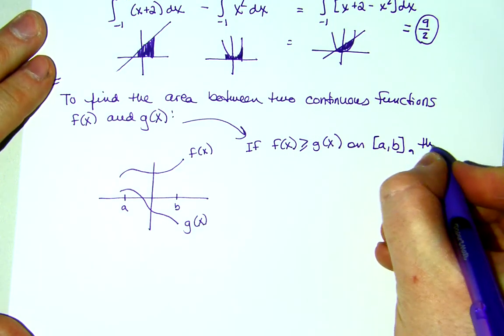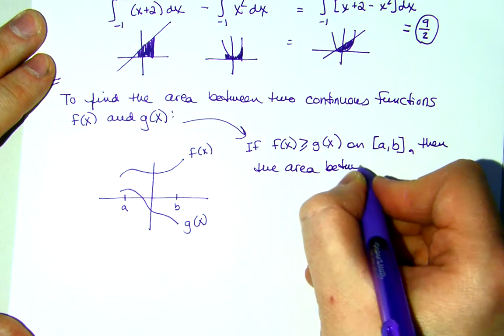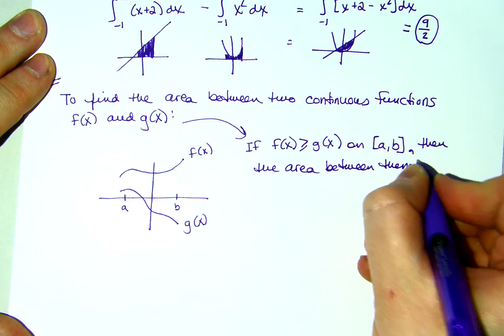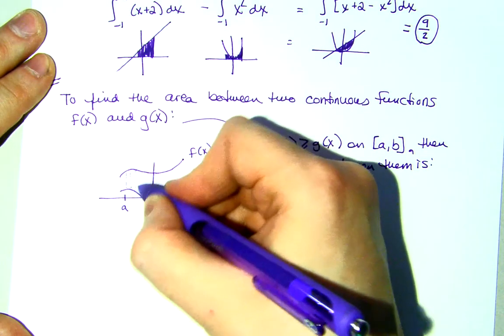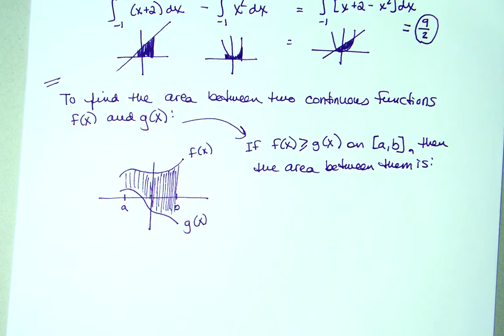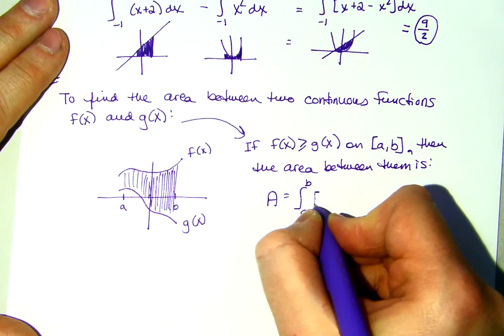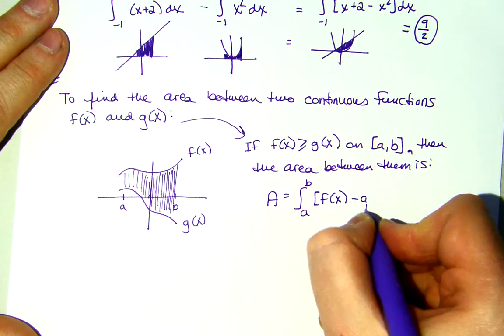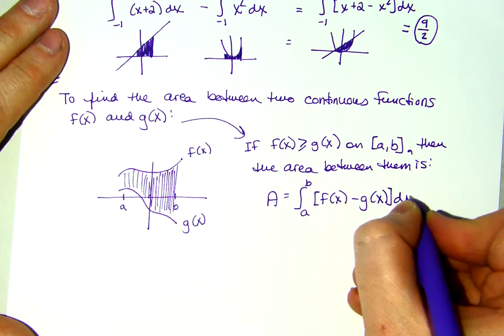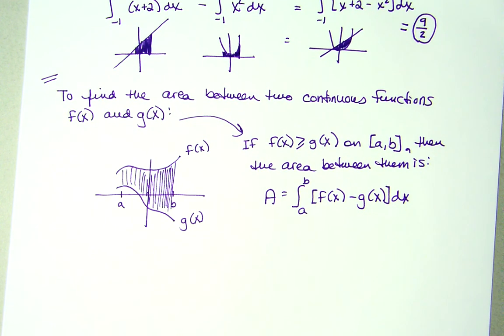Then the area between them is, so I'm trying to find this area over there. My area is going to be the integral from a to b of f of x minus g of x. We're just going to subtract two functions, and we're going to integrate over the interval that we're looking for the area over. Our formula is the area equals the integral from a to b of f of x minus g of x.